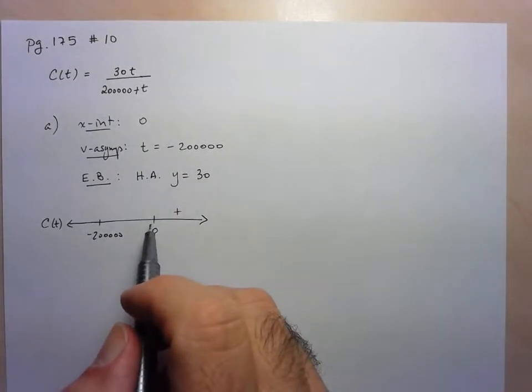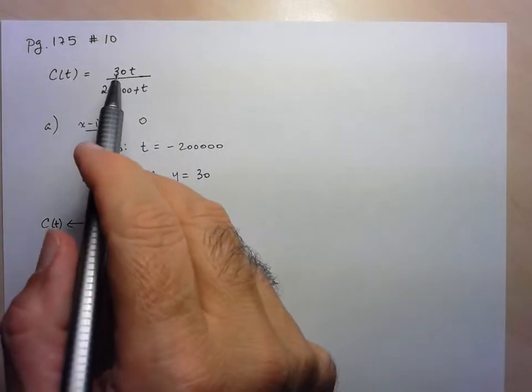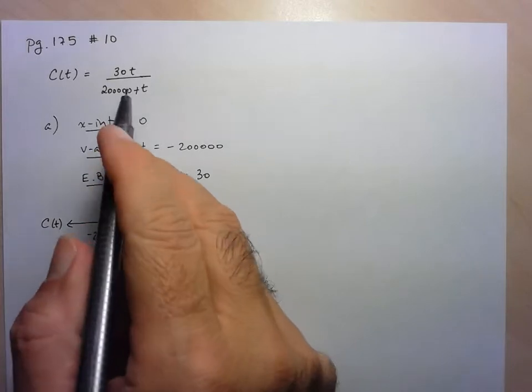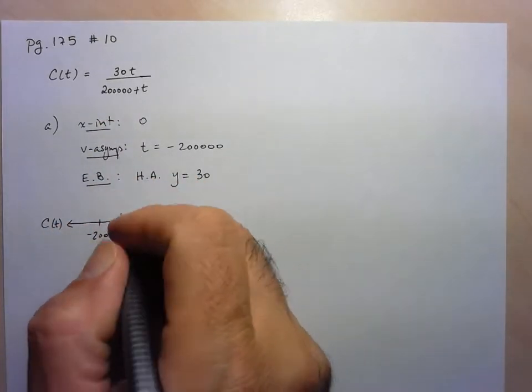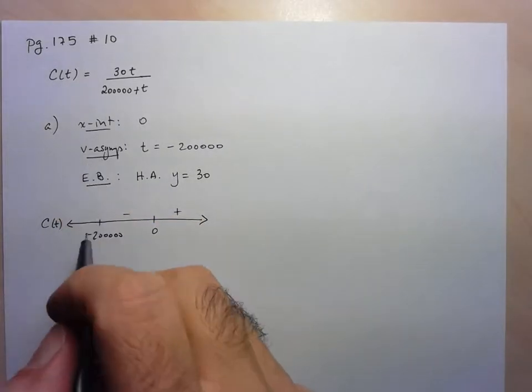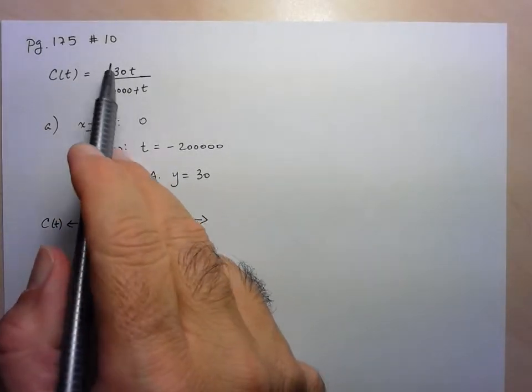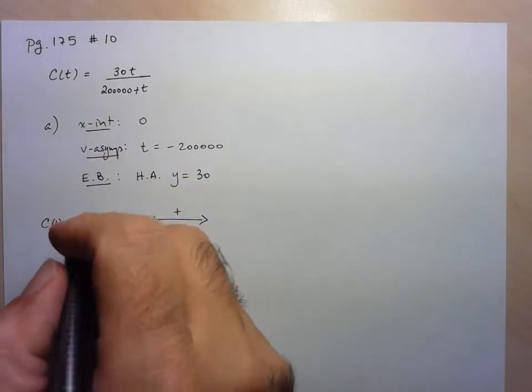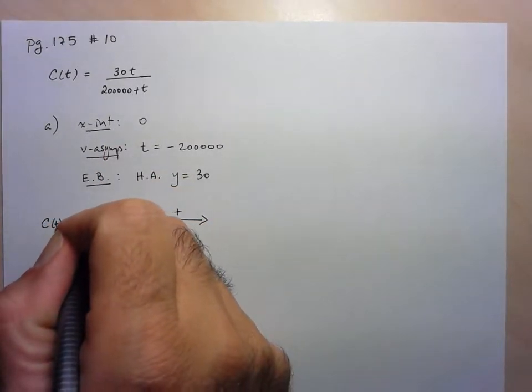So let's say I take negative 1. 30 times negative 1 is negative, and then 200,000 minus 1, well, that's still positive, so negative over positive, so this is going to be negative. And here if I take negative 300,000, well, the numerator is clearly going to be negative, and 200,000 minus 300,000 is also going to be negative, so this is going to be positive.